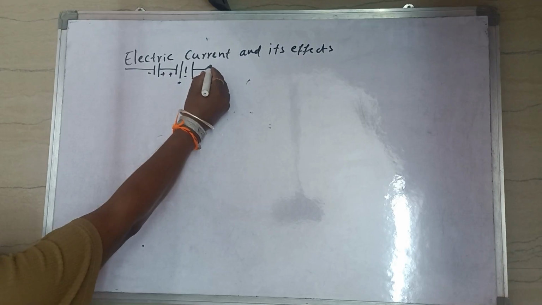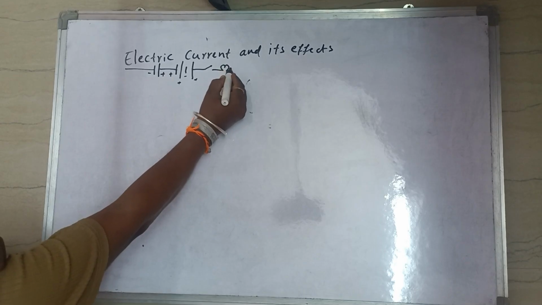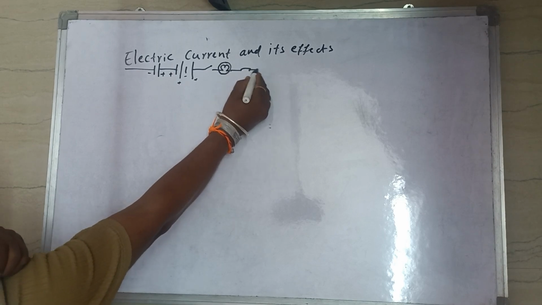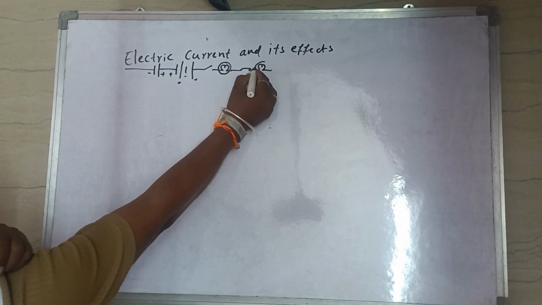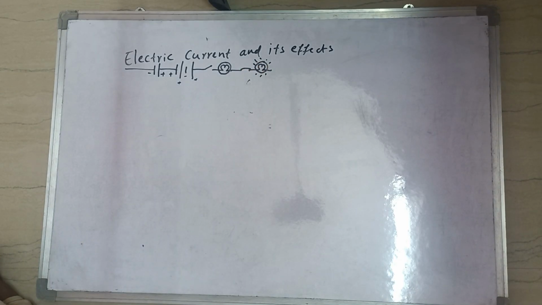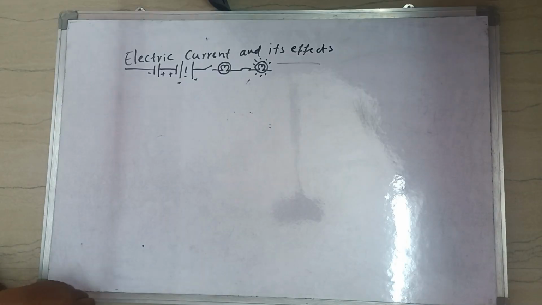Then the switch is in off condition, and the bulb is in off condition. If the switch is on, the bulb is in on condition. We studied this in 6th class. Now we will study the electric current and its effects.